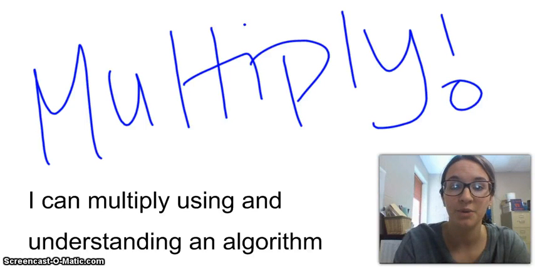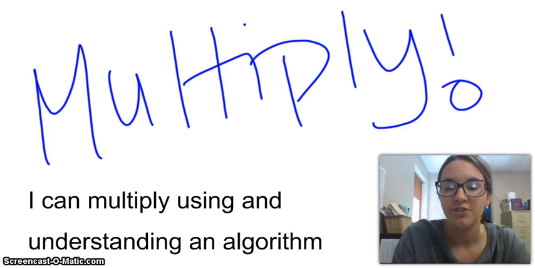Hey guys, we are going to be doing a math lesson today on multiplying and understanding an actual algorithm. You may have talked about multiplication as repeated addition or as partial products. Well, today I'm going to show you an algorithm that you can use, and hopefully I'll be able to give you some understanding as well.